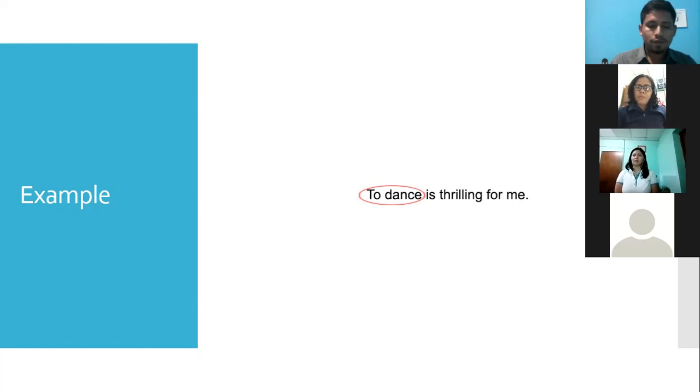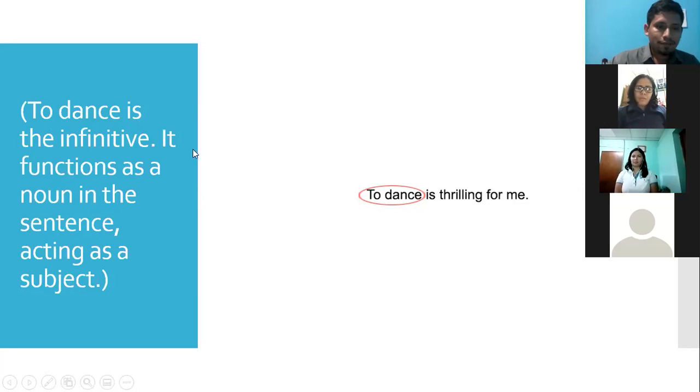And we're going to see some other examples here and how we construct a sentence using infinitives or infinitive phrases. To dance is the infinitive and it functions as a noun in the sentence, acting as a subject. Why? Because if you notice in the sentence, to dance can be used as to dance or dancing, okay, dancing. So that word in infinitive becomes a subject because it is the main thing that we are referring to, dance.